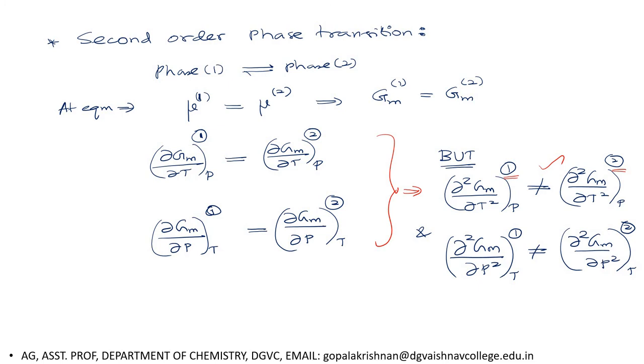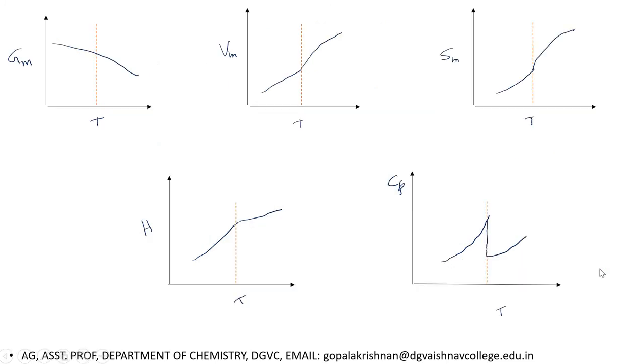Now, how to represent these functions? Listen, this is very important. In the case of second order phase transition, if we plot molar Gibbs free energy versus temperature, there is no sudden change in slope at any temperature. So we can say that the molar Gibbs free energy is continuous. I repeat, molar Gibbs free energy is continuous for both first order phase transition as well as second order phase transition.